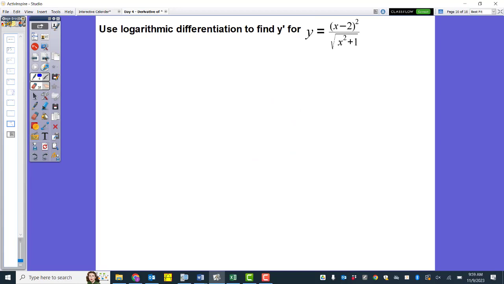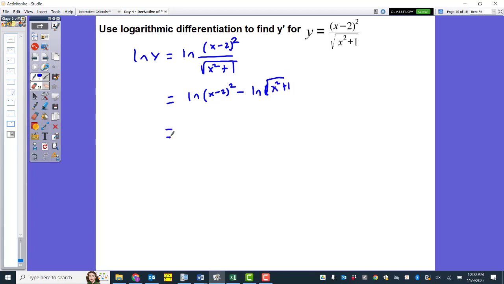All right, last one is logarithmic differentiation to find this. This is a way to make derivatives slightly easier. So if we look at this one, this looks like a really ugly derivative at first. But we can take the natural log of both sides and make our derivative a little bit easier. Using our logarithmic differentiation, we can separate this using our log powers. So natural log of x minus 2 squared minus natural log of the square root x squared plus 1. We can pull down our powers.